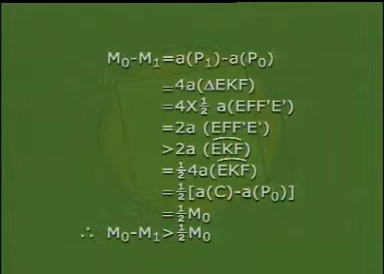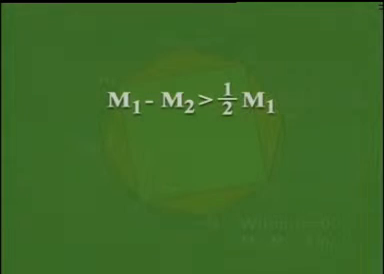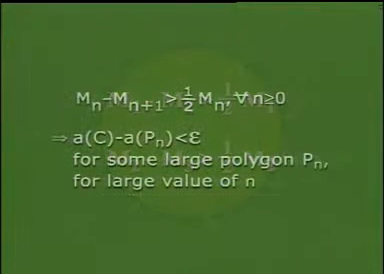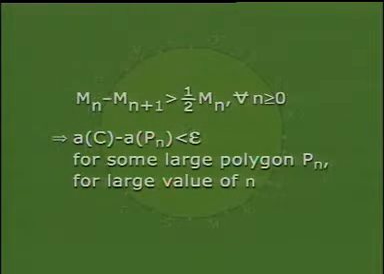Thus, we can conclude that M0 minus M1 is greater than half of M0. Similarly, we may prove M1 minus M2 is greater than half times M1, M2 minus M3 is greater than half times M2, and so on. In general, by similar arguments, we can obtain that Mn minus Mn plus 1 is greater than half times Mn.